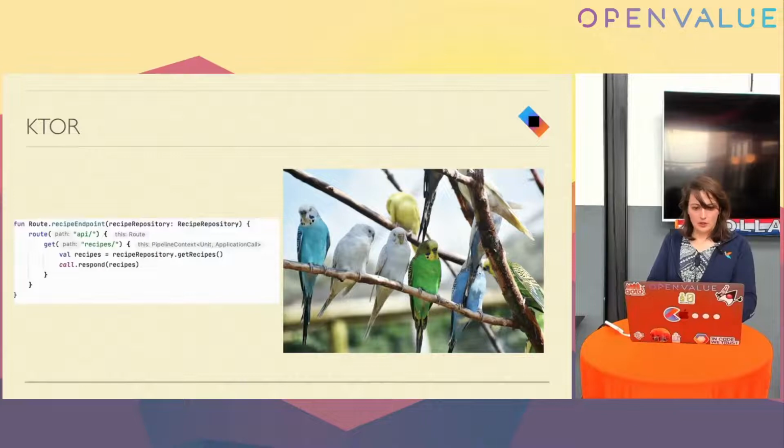An endpoint can be declared just like this, where I can use the route block, wherein I can declare all the routes that I have under a certain URL.